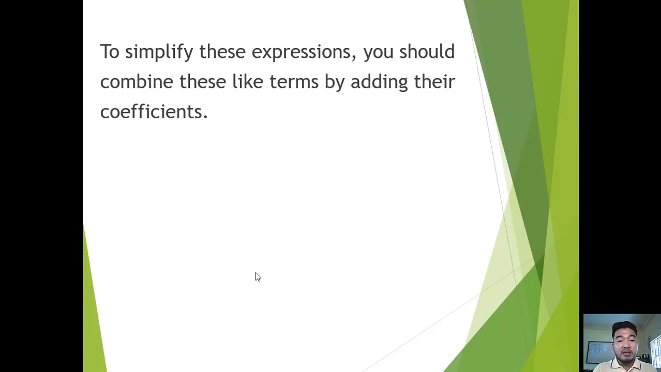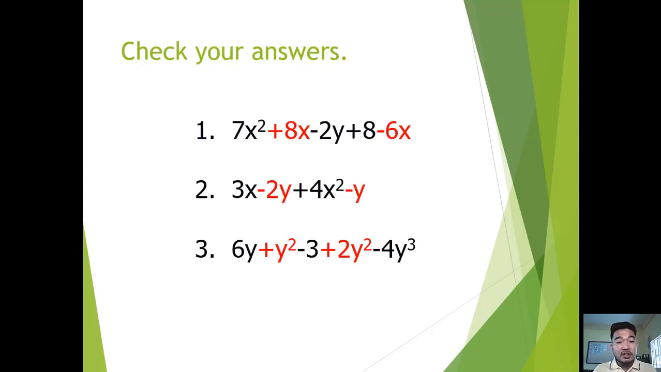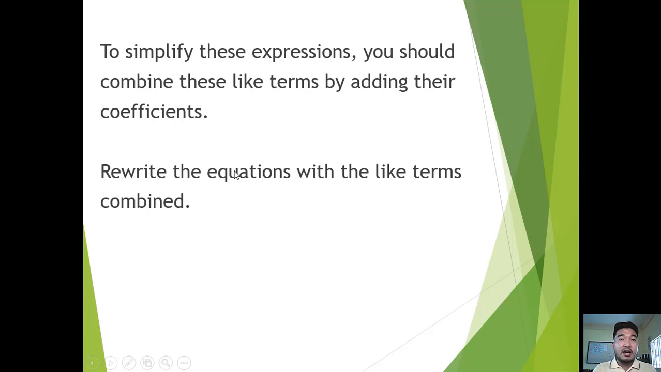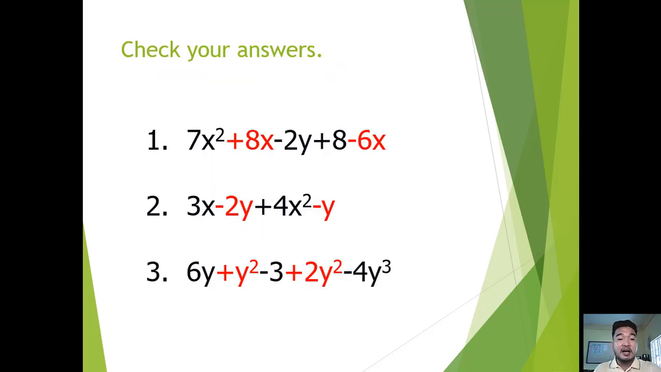Ano ang ibig sabihin ng numerical coefficient? Yung numerical coefficient, yun yung kasama nung variable. So like for example, balik tayo dito sa with like terms. Para ma-simplify natin ito, si 8x at saka si negative 6x, dahil like terms sila, i-add natin yung kanilang numerical coefficient. Ano ang numerical coefficient ni 8x? That is positive 8. Ano ang numerical coefficient ni negative 6x?